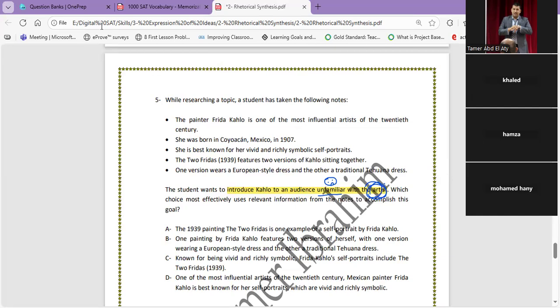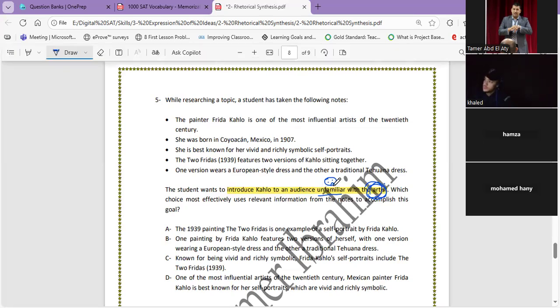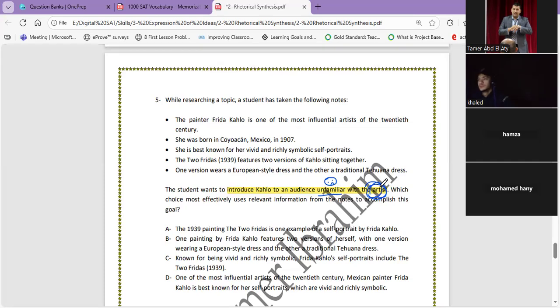From Hamza, waiting for Muhammad Hani. We want to introduce Kahlo, as he mentioned here, to an audience unfamiliar with the artist. So generally, they are talking about the artist. Talk about the artist. Waiting for Muhammad Hani.